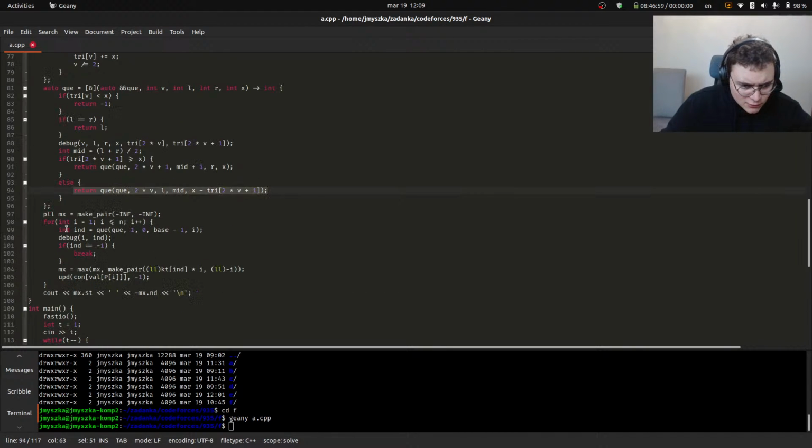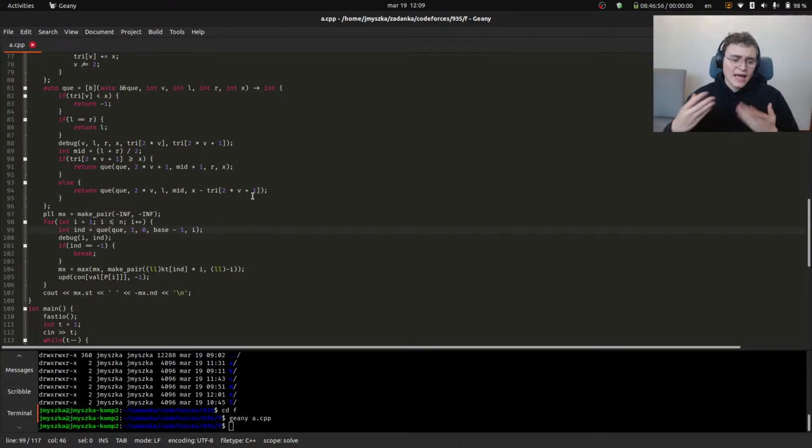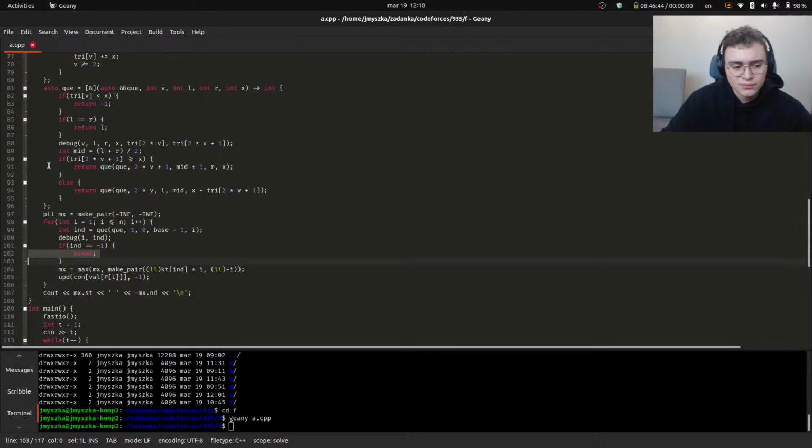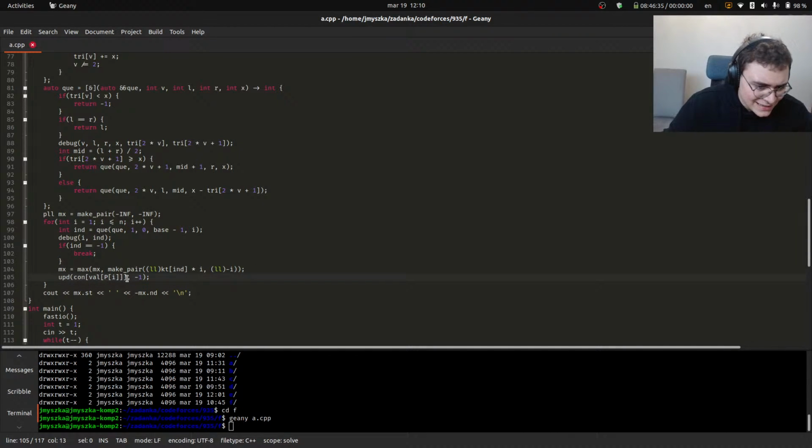And basically what I'm doing, I'm finding the k-th value from unblocked values using this function. If there aren't k active values, then I'm breaking because there are too many blocked values. Otherwise, I'm updating my maximum and I'm saying, I'm sorry, but the value p_i is now blocked.